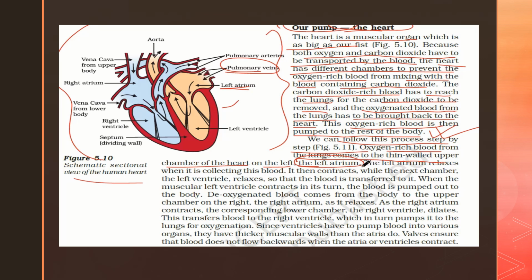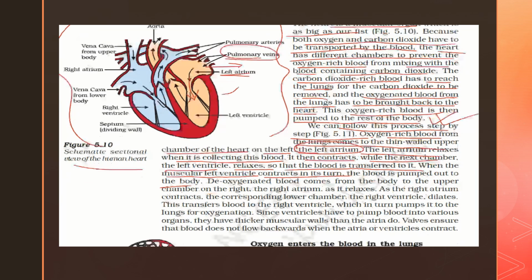So the left atrium relaxes when it is collecting the blood. It's in relaxed mode when it is collecting the blood, and it then contracts when it is pushing the blood to the ventricle. It contracts while the next chamber, the left ventricle, is being filled up, and then the left ventricle relaxes so that the blood is transferred to it. Now when the muscular left ventricle contracts in its turn, the blood is pumped out to the body.